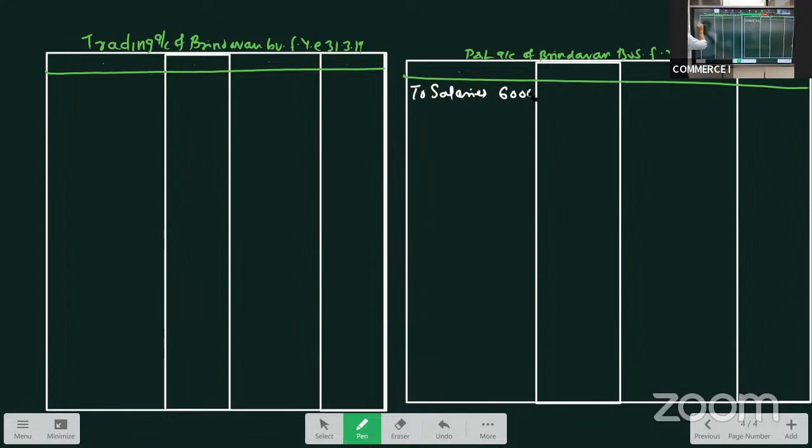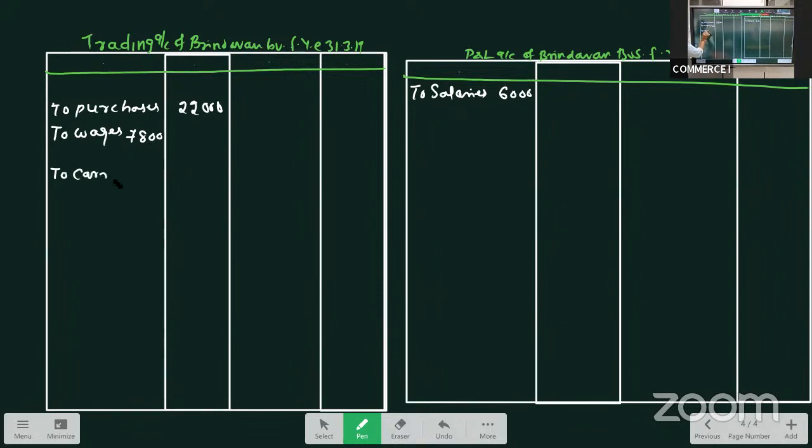Purchases, trading account, debit side. Returns we show on the credit side. Purchase returns will be given on the credit side, but we don't have purchase returns given. So purchases I'm directly taking in the inner column. Then wages. Wages we have an adjustment. Wages will appear in trading account. The amount is 7,800. I am writing it in the inner column because we have outstanding wages which are to be given a treatment.